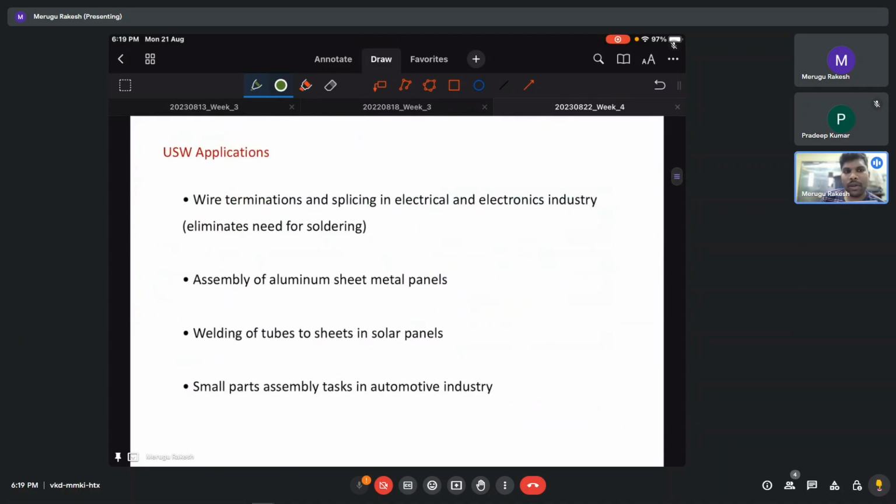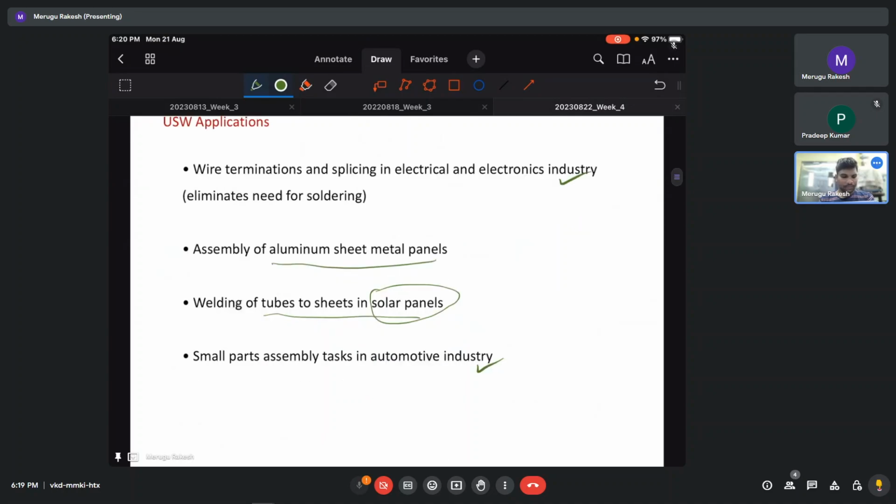Then these are some of the applications of ultrasonic welding. Wire terminations and splicing in electrical and electronic industries, which eliminates soldering. Then it is also used for assembly of aluminum sheet metal panels, and welding of tubes to sheet in solar panels. This is a very highly used application for solar panels. Also small parts assembly tasks in automotive industries. But these applications are limited to small parts, unlike the other processes that we are going to discuss.